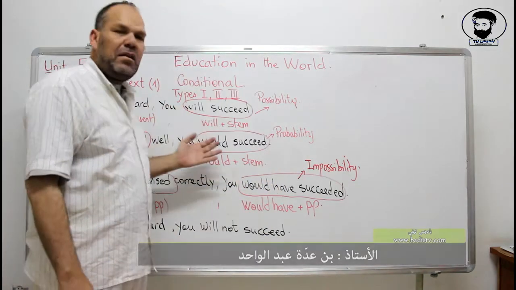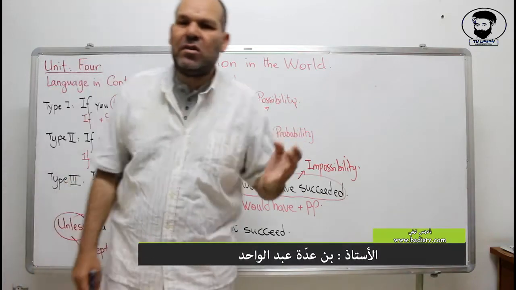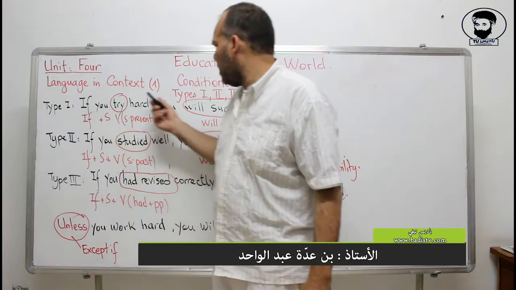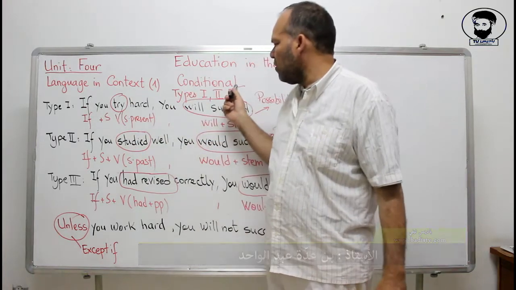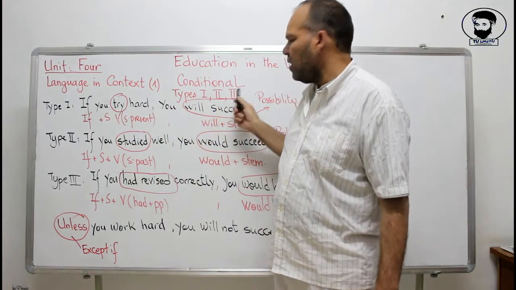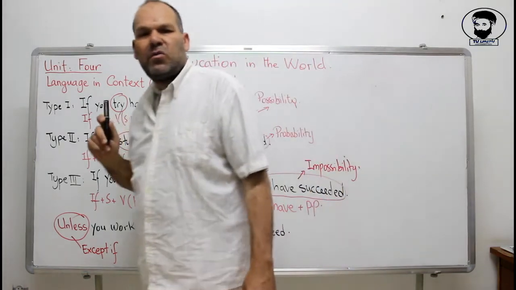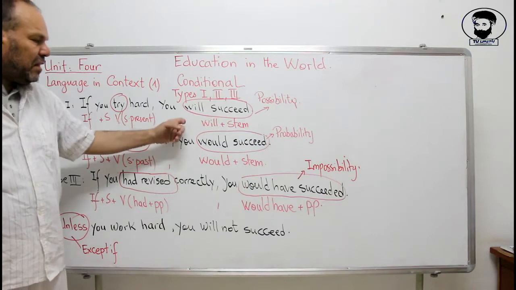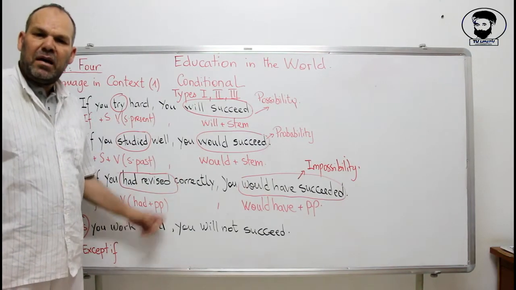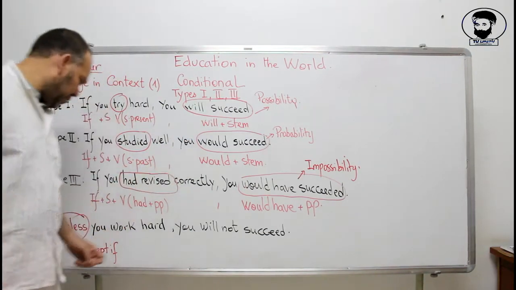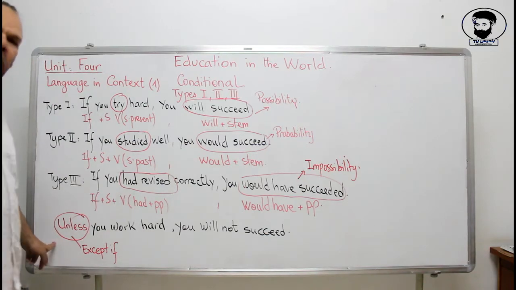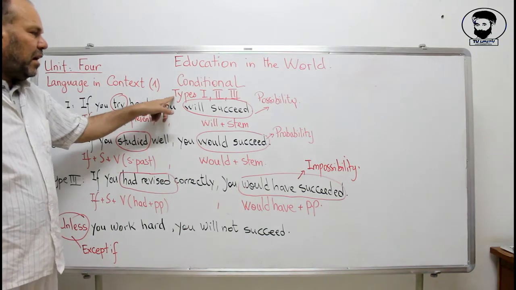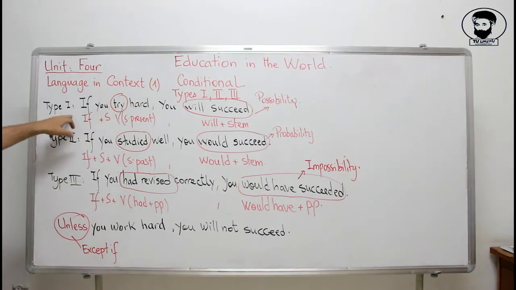Today we will exploit some of the language used in this unit. For many of you who are asking about the conditional form, types 1, 2, and 3, today we are going to explain these three forms and the difference between each of them. And after, we will connect them with the use of illness and the real meaning of illness within the conditional types. Now, first, type 1.